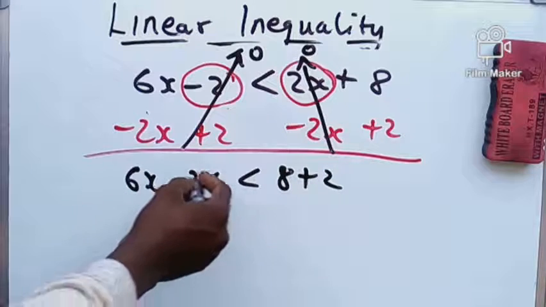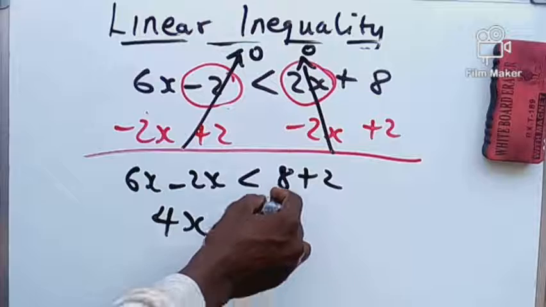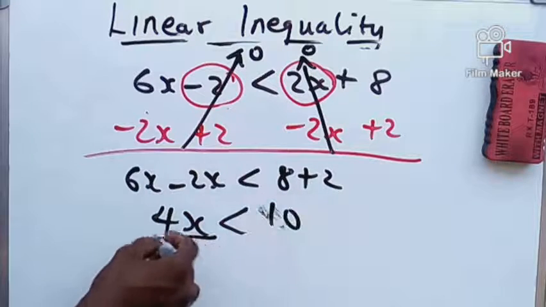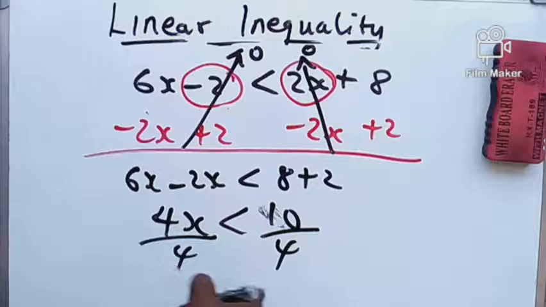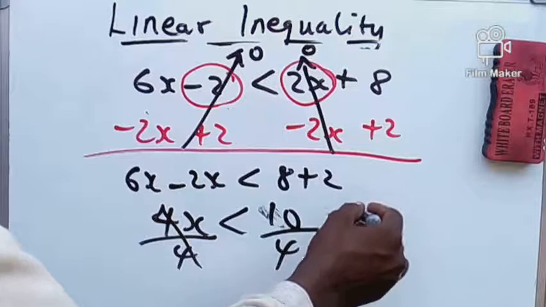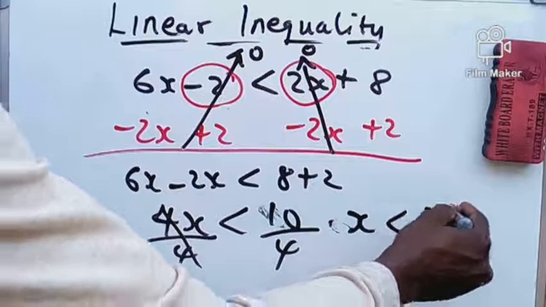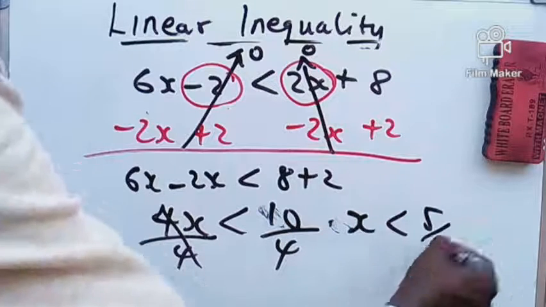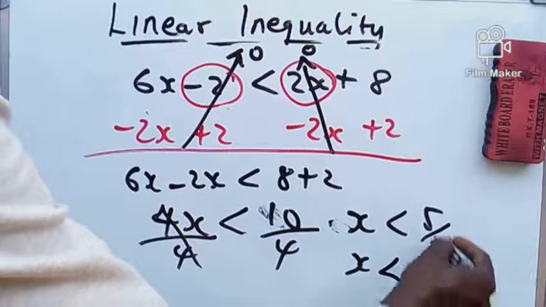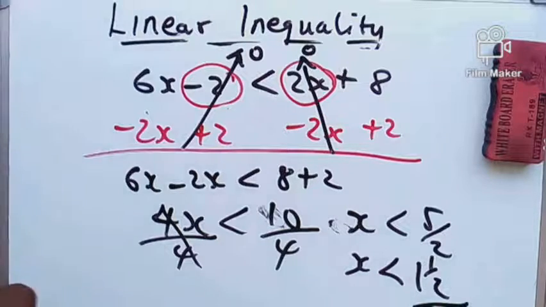To simplify, 6x minus 2x will give us 4x, and 4x is less than 8 plus 2, which is 10. So to find x, we divide all through by 4, and 10 divided by 4 is going to give us x less than 5 over 2. That simply means x is less than one whole number 1 over 2, because 5 over 2 means one whole number 1 over 2, and that is the answer.